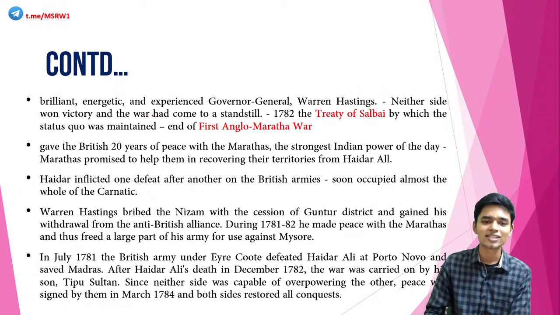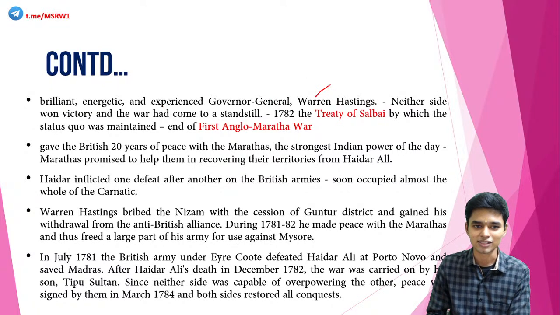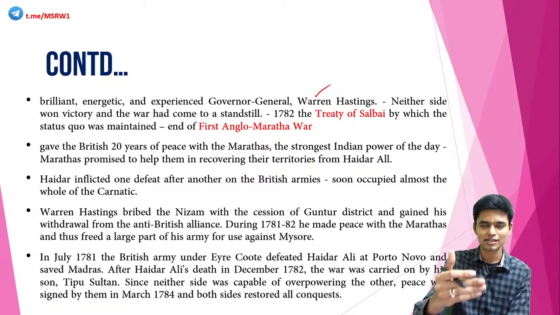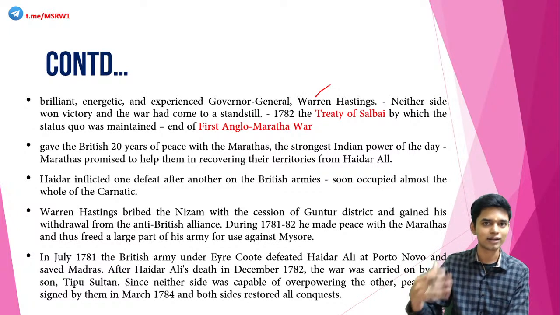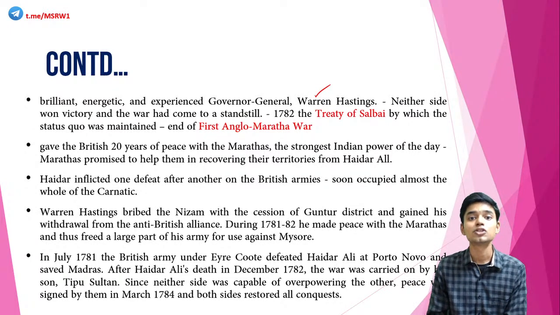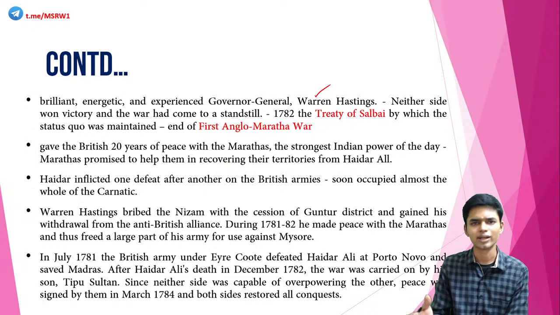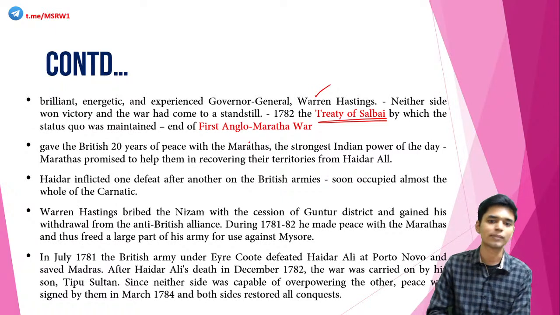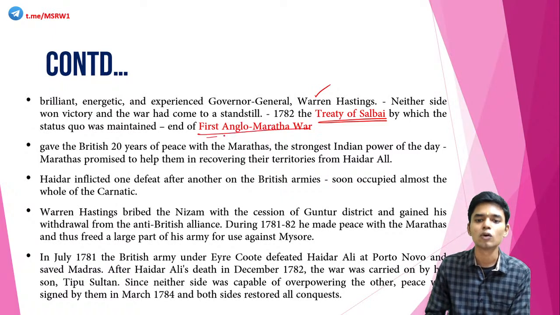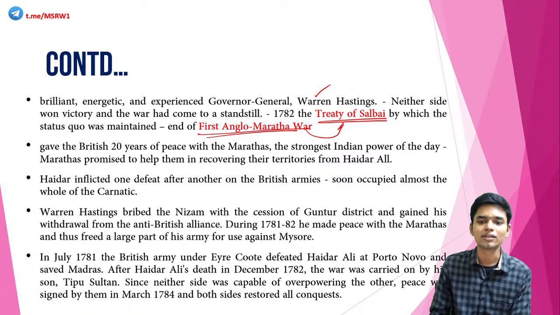Okay, the brilliant, energetic and experienced Governor General Warren Hastings was appointed in India around this time, and he was able to hold against the might of these three Indian powers. Okay, because of his able leadership and all, the British East India Company managed to hold against the Marathas, Mysore and the Nizam. Neither side won anything in the war. It was an impasse. It was a standstill. And finally, in 1782, the Treaty of Salbai was signed, based on which the status quo was maintained, and this is the end of the First Anglo-Maratha War. The First Anglo-Maratha War ended with the Treaty of Salbai.